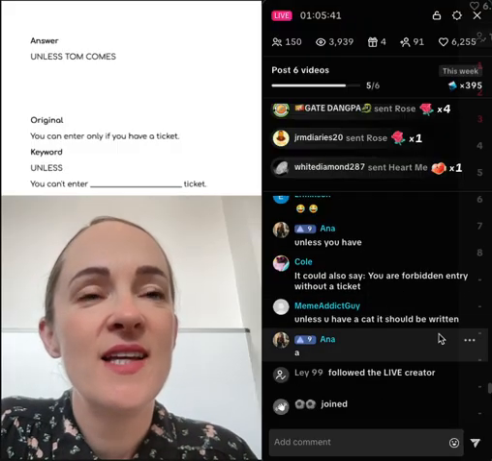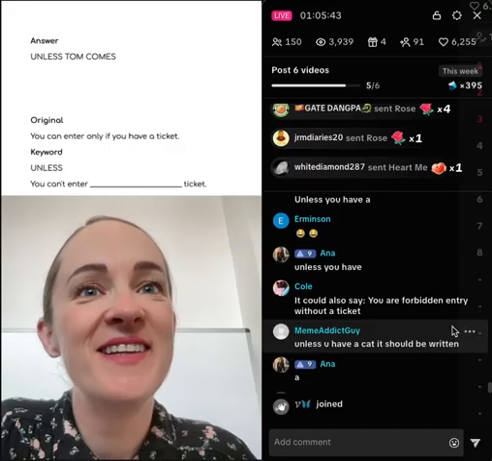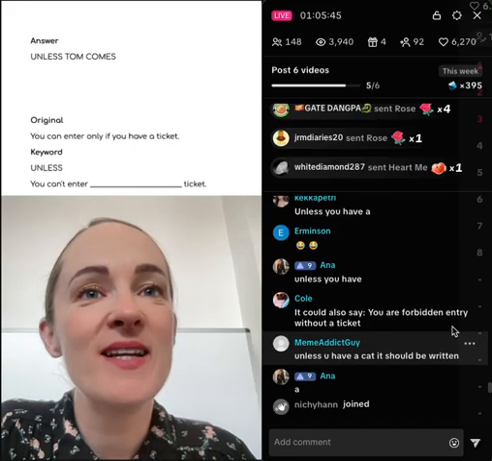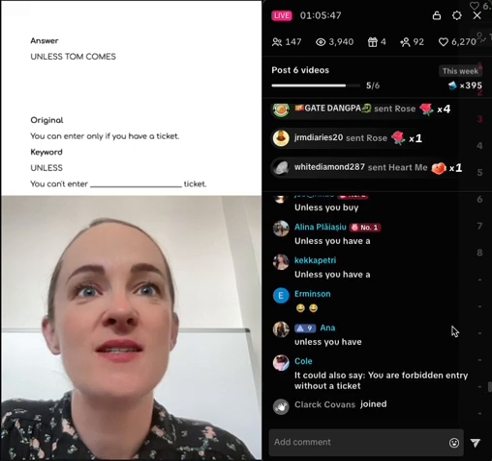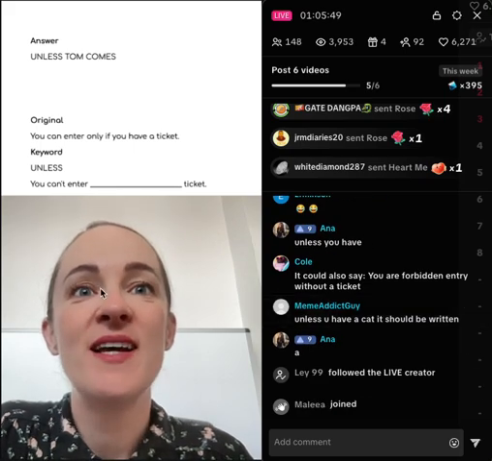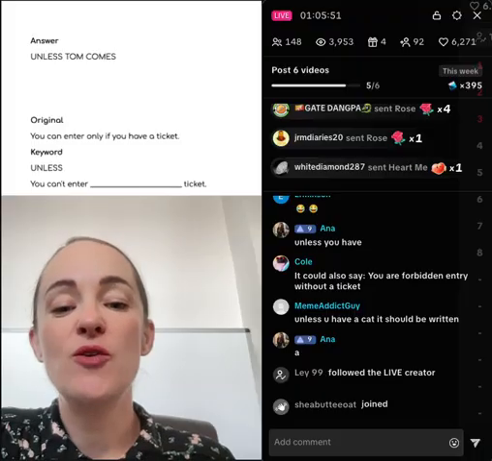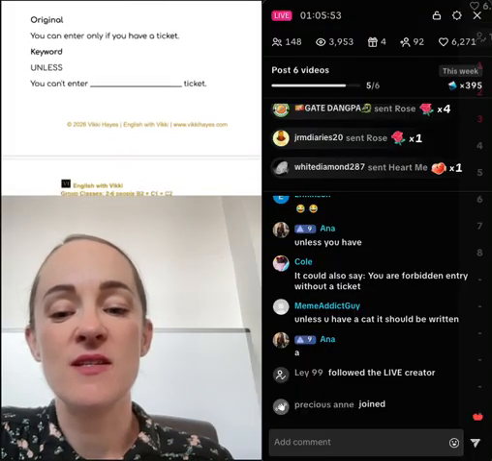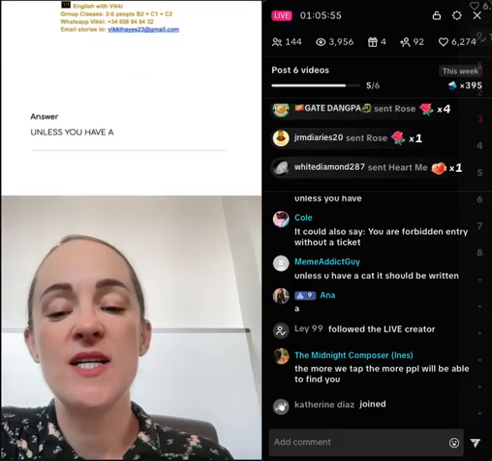Unless you have a ticket, it should be written. You are forbidden entry without a ticket. Yes, you could say that. Unless you have, well done guys. A lot of people had it, good job. Yeah. You can't enter unless you have a ticket. Excellent. You can't enter unless you have a ticket.